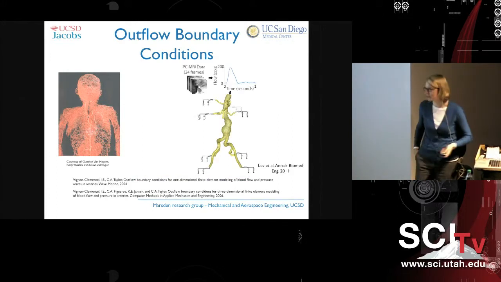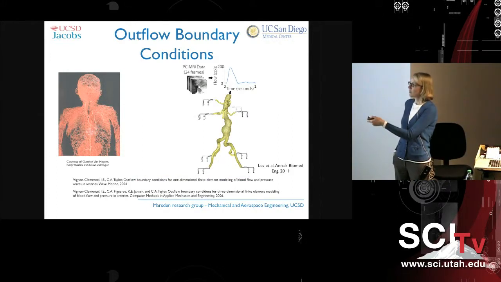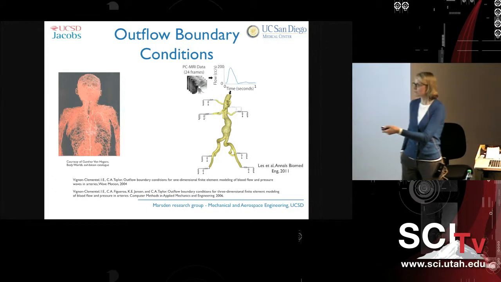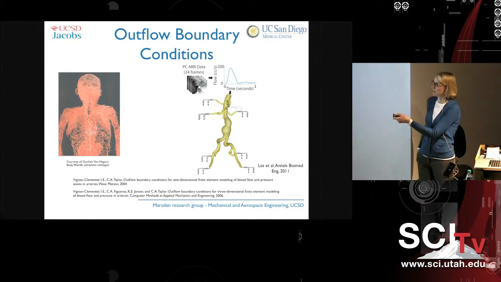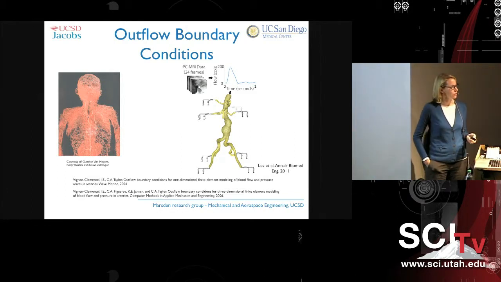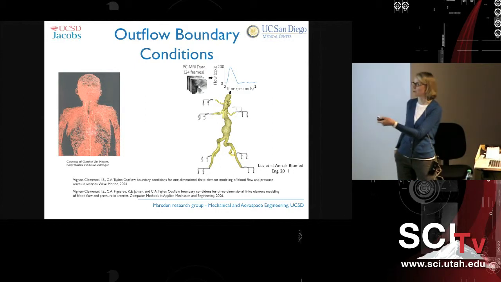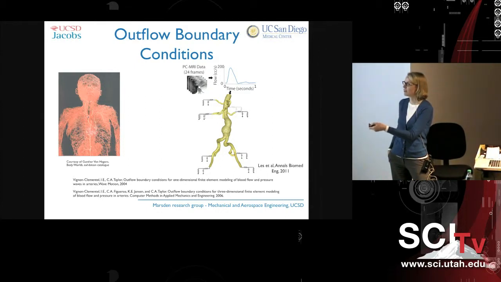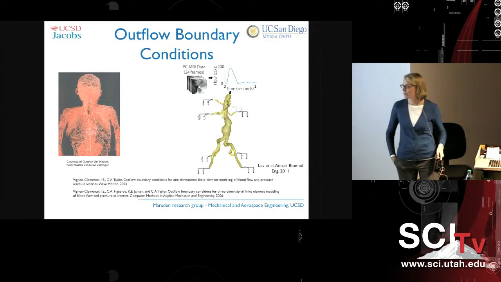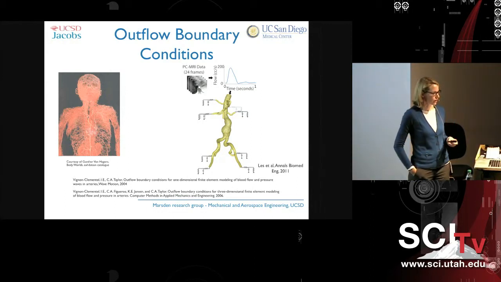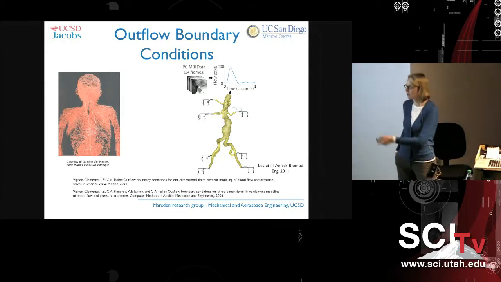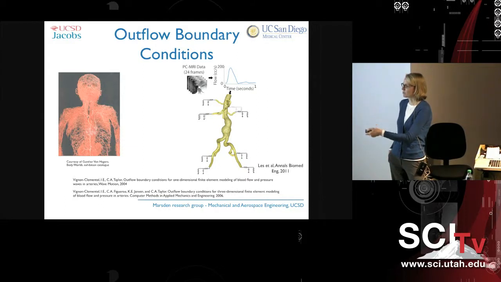So to give you a visual idea of what this might look like, this is a model from Charlie Taylor's lab of an abdominal aortic aneurysm. And we might be imposing the flow rate as a function of time at the inlet, and we can usually get this from MRI data. So this is phase contrast MRI data imposed at the inlet. And now we've imposed an RCR Windkessel model at all of the outlets of this model.